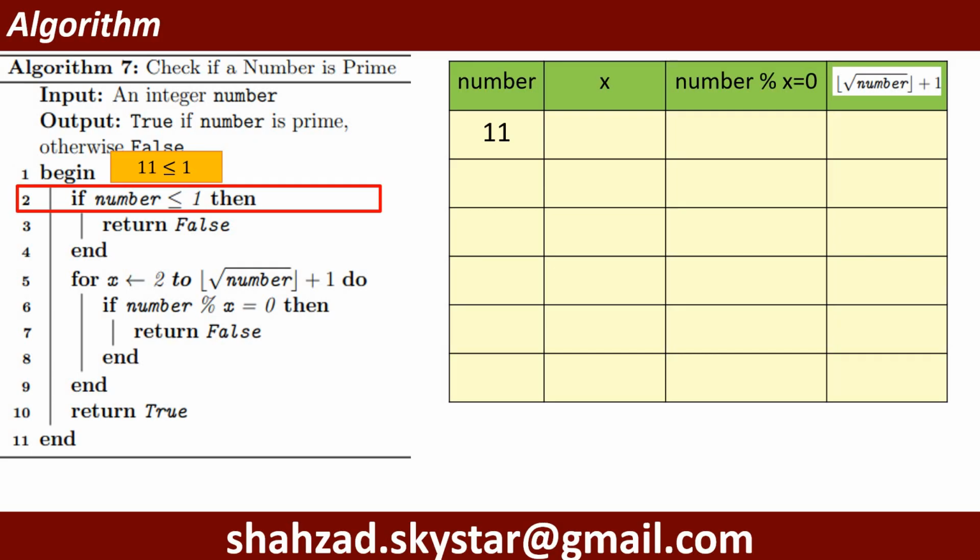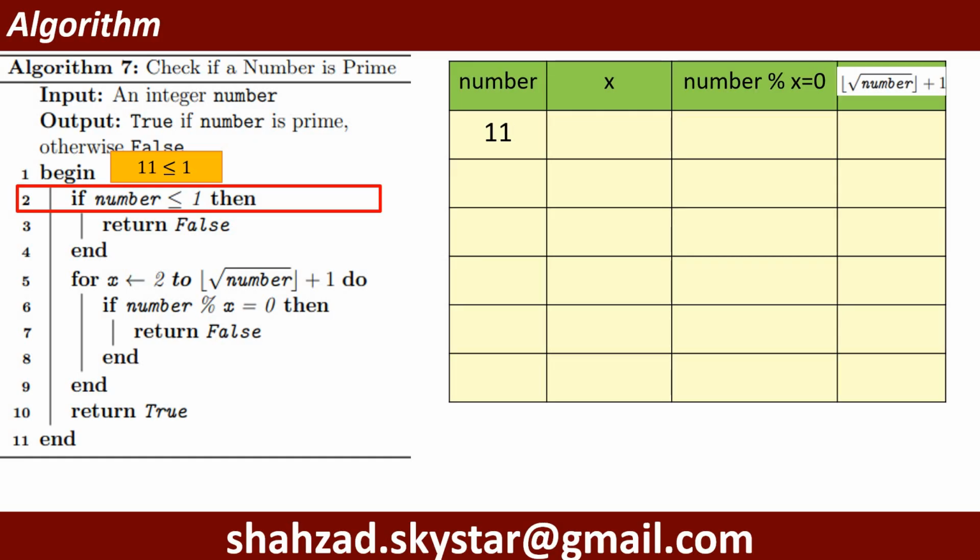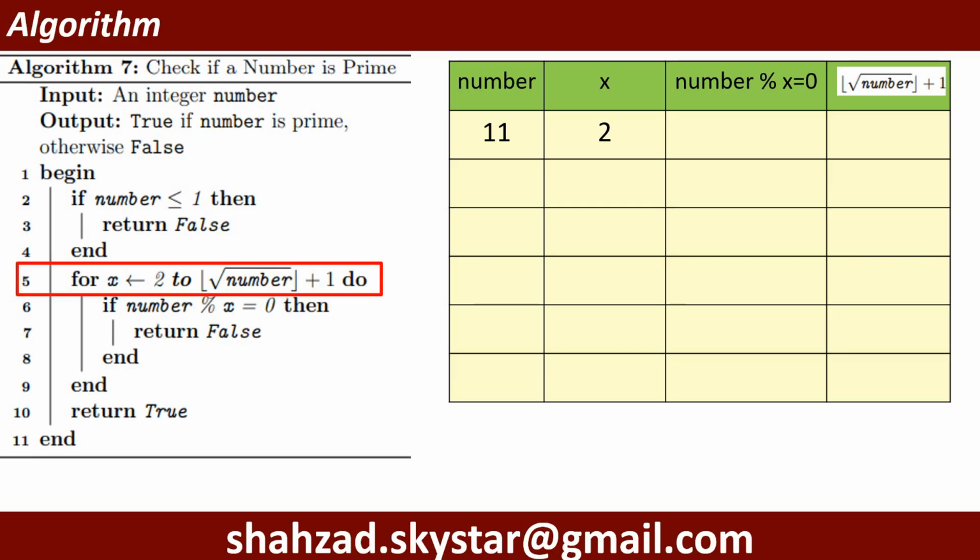If number is less than equal to 1, suppose I have taken 11. In case of 11, it will check 11 is less than equal to 1. No, it means this condition will be false. In case of false, it will not return the false. Okay, then it will move to line number 5.